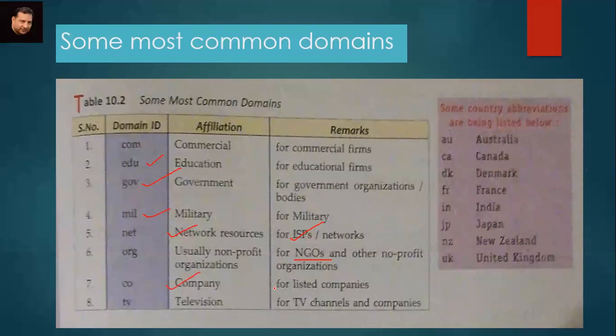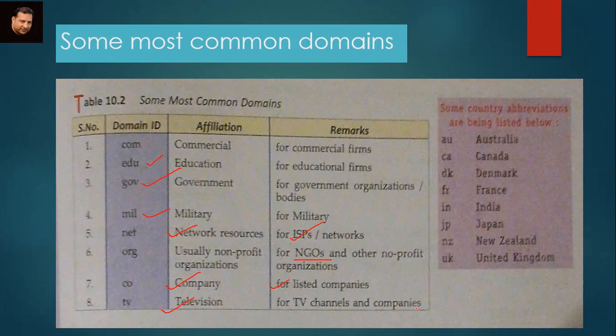It is related to some top listed companies only. Then .tv stands for television. It is for television channels and companies related to these television channels.